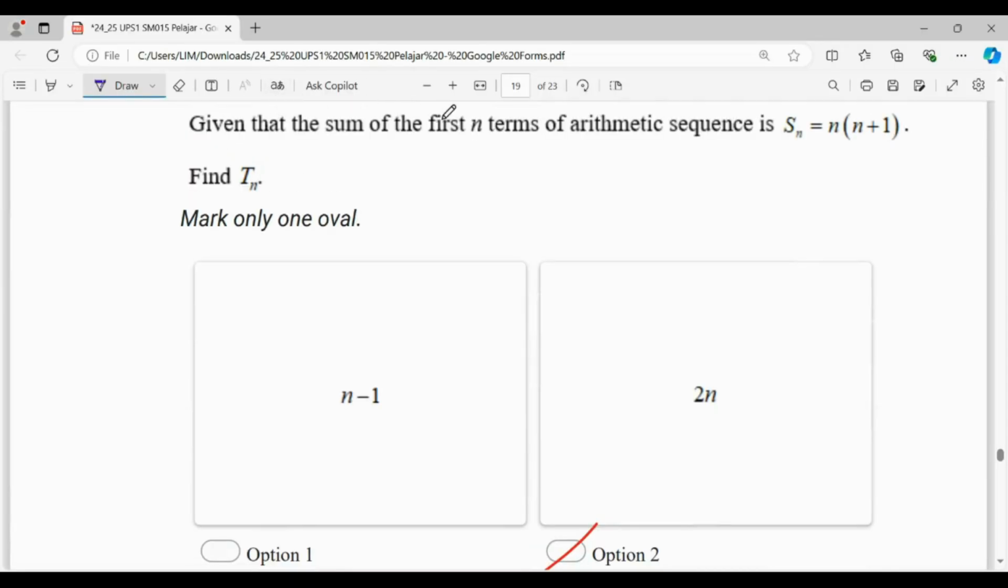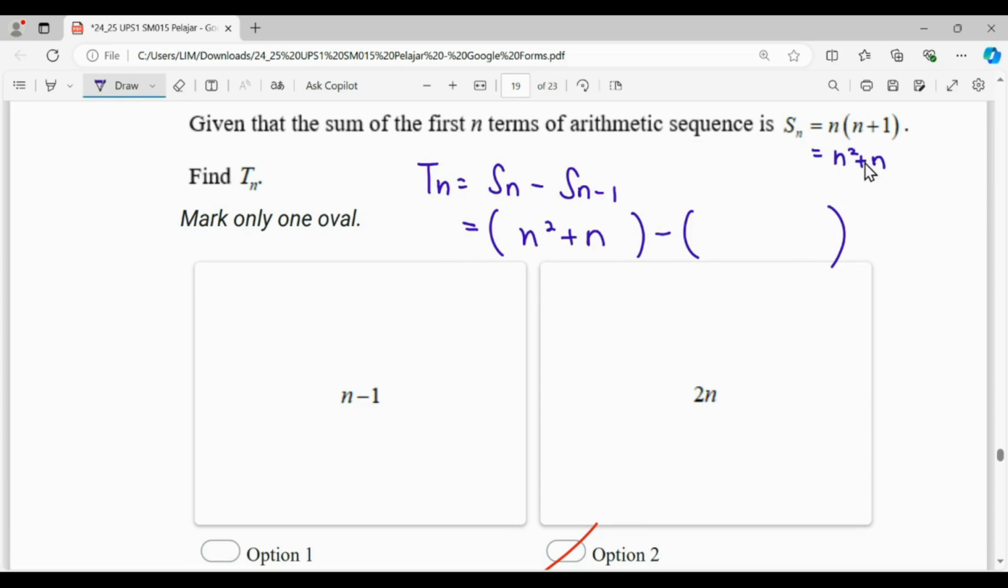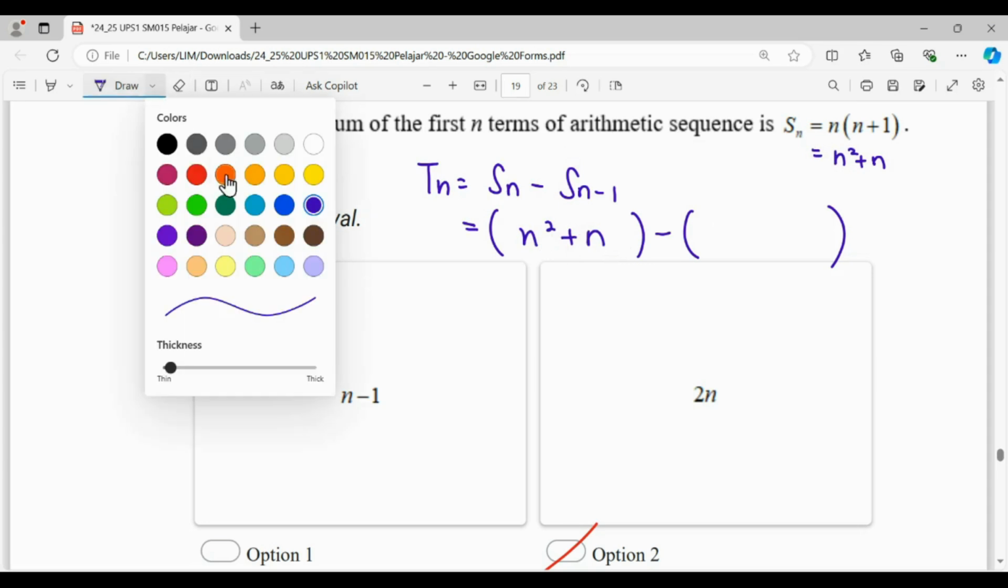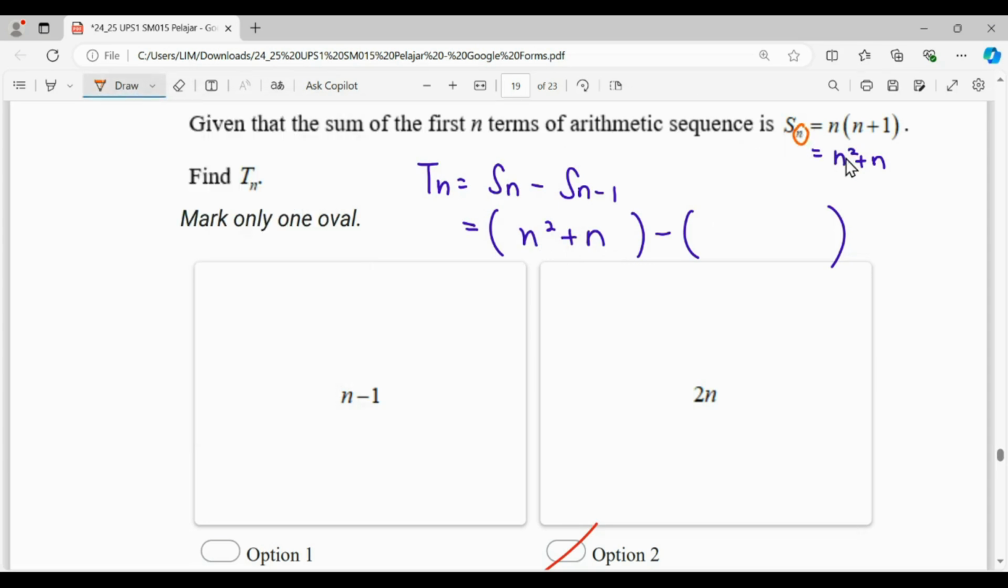Given that the sum of the n terms of an arithmetic sequence is Sn, find Tn. So Tn in formula is Sn minus Sn minus 1. First of all, we substitute our Sn, then we substitute our Sn minus 1. Sn, we substitute, here we expand n squared plus n. When I want to find Sn minus 1, n will be replaced as n minus 1. So it will become n minus 1 squared plus n minus 1. We expand that so that we can simplify.